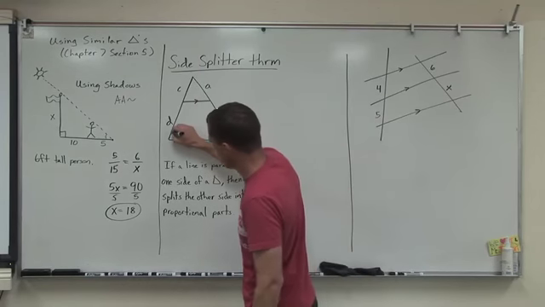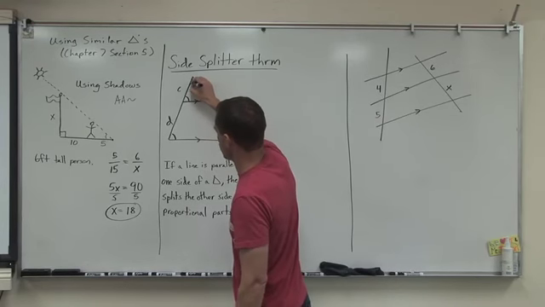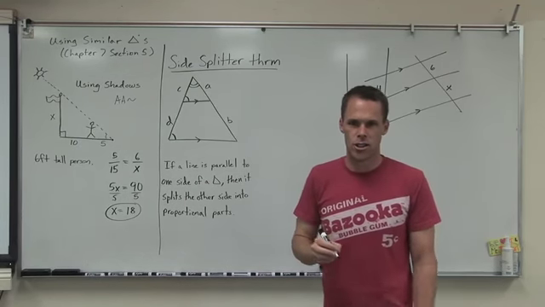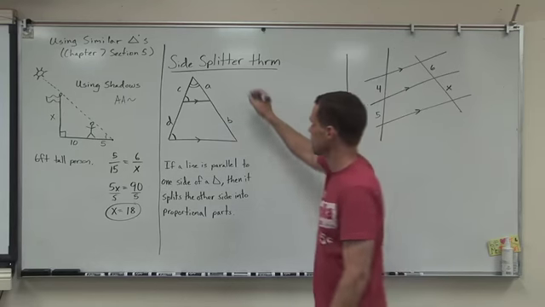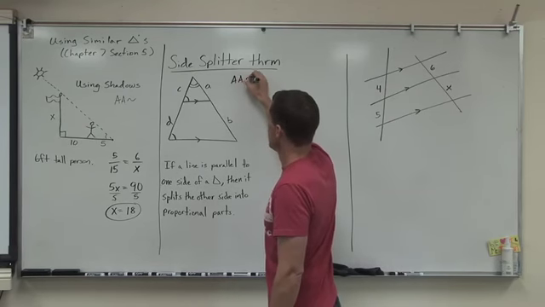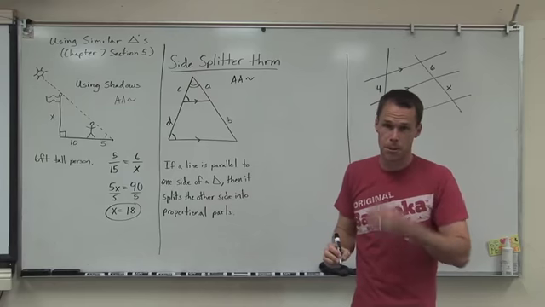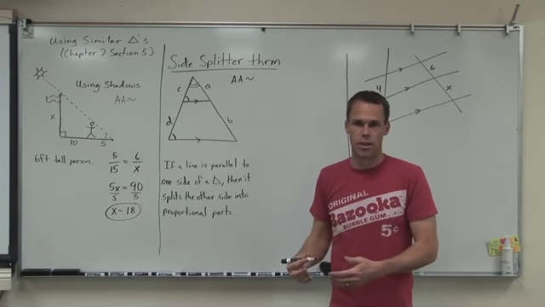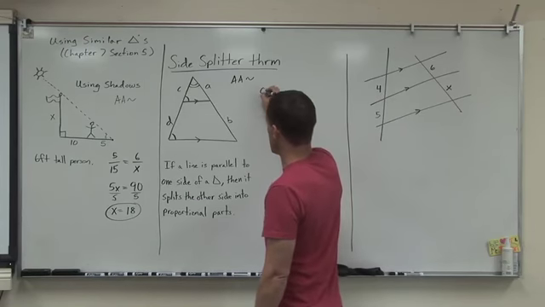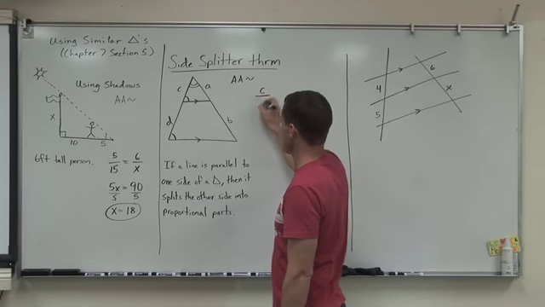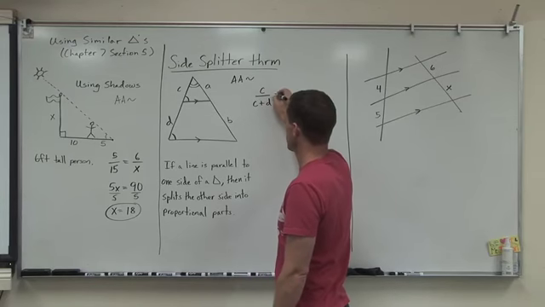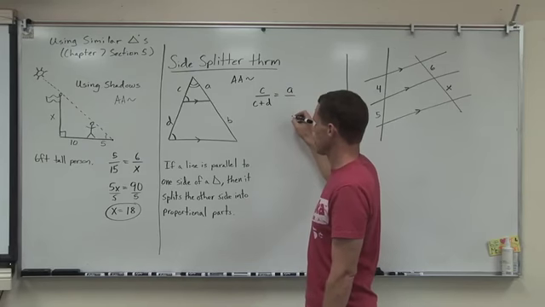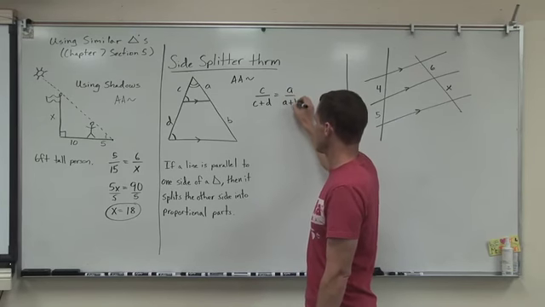Well, first we know the corresponding angles are congruent and they share the vertex angle. So the triangles are similar by angle-angle similarity. Now, we can set this up as a proportion. We can compare it the way we would normally compare it, like we did in the previous problem. C, the left side, compares to C plus D, the same way that A compares to A plus B.